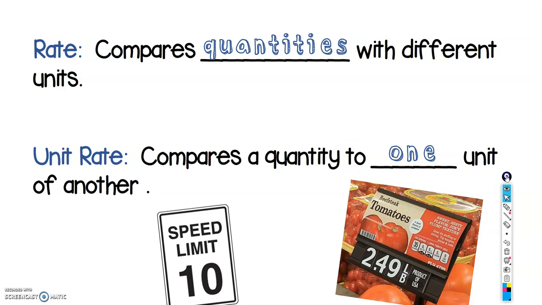So $2.49 for 1 pound would be a unit rate. You can go 10 miles per 1 hour. Again, that's a unit rate. So a unit rate compares a quantity to one thing, and we always put the unit rate on the bottom of our fraction.